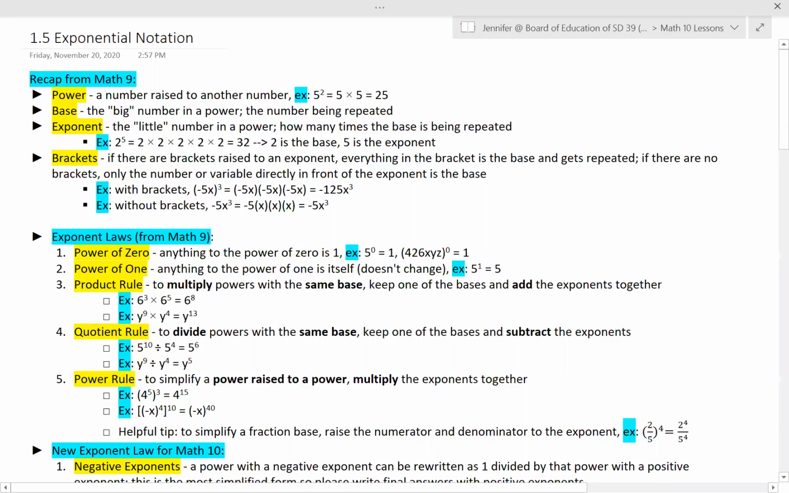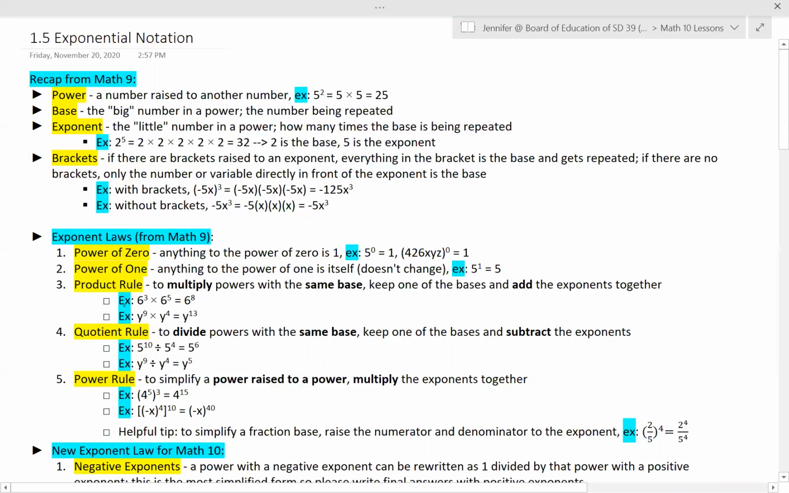Anything to the power of 1 is just itself. It doesn't change. So 5 to the power of 1 is just 5 repeated one time. So it's just there once. It's just itself. So don't get these mixed up. And a common mistake is that people think anything to the power of 0 is 0. It is not. It's 1.